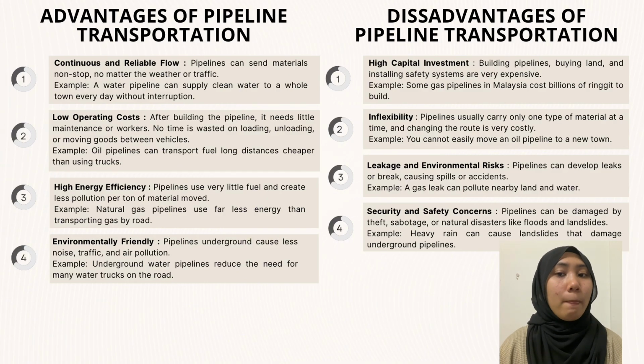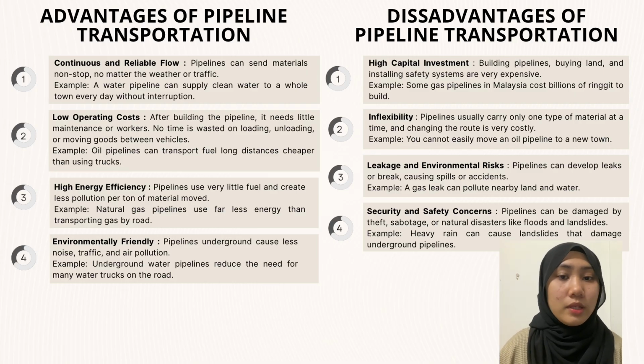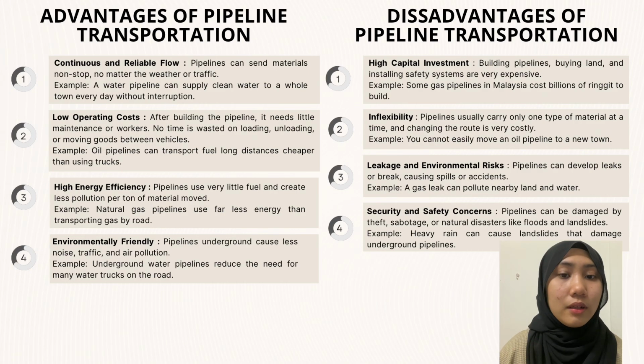Now I will talk about the disadvantages. First thing first, we have high capital investment, which means building a pipeline, buying land, and installing safety systems are very expensive. For example, some gas pipelines in Malaysia cost billions of ringgit to build. Next, inflexibility. Pipelines usually carry only one type of material at a time, and changing the route is very costly. For example, you cannot easily move an oil pipeline to a new town.